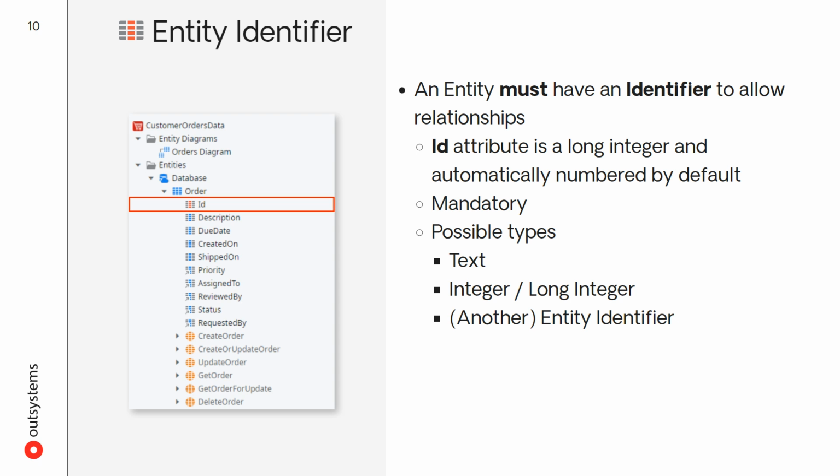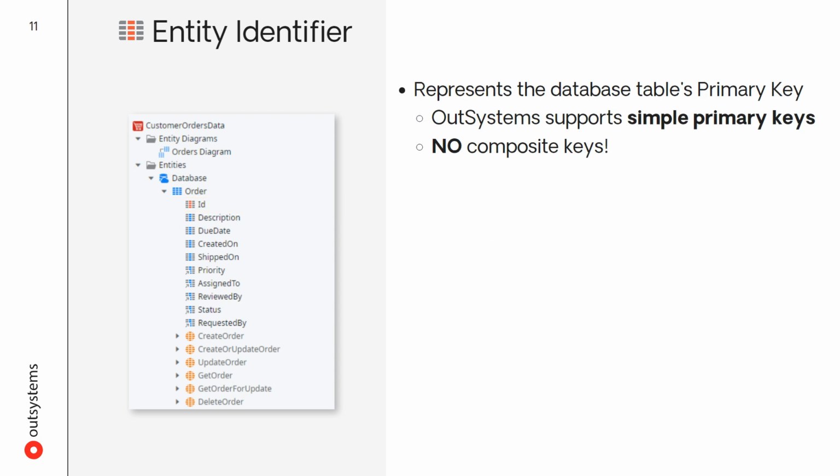The identifier attribute can also be deleted if needed, but then it will not be possible to create a relationship with this entity. The entity identifier represents the primary key of the underlying database table. OutSystems Developer Cloud supports simple primary keys and no composite keys, meaning that only one attribute can be the identifier.